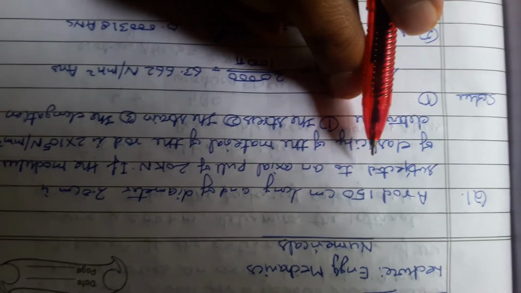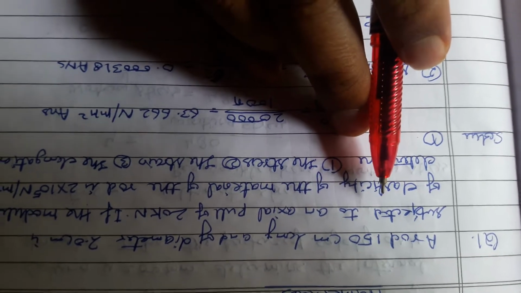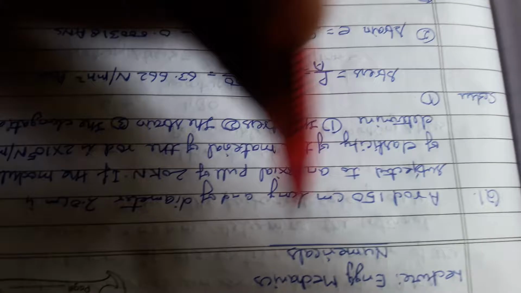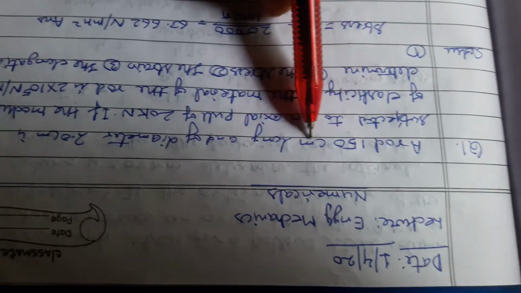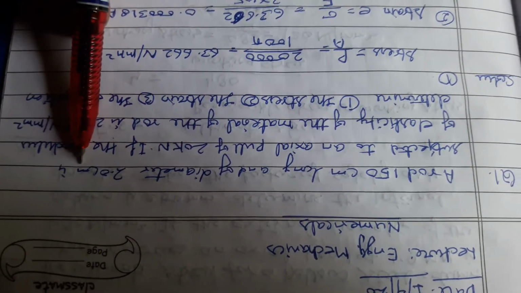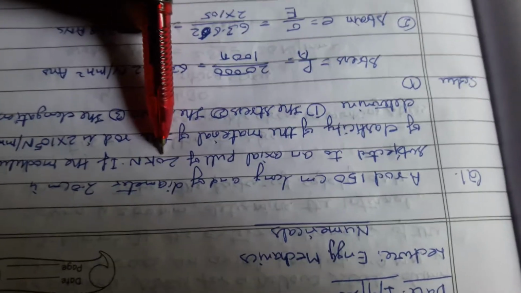ओके, गुड मॉर्निंग स्टूडेंट्स। लास्ट टर्न पे हमने डिस्कस किया था व्हाट इज़ सिंपल स्ट्रेस एंड स्ट्रेन। आज हम उसी के कुछ न्यूमेरिकल्स लेंगे। तो क्वेश्चन नंबर 1 है: ए रॉड 150 सेंटीमीटर लॉन्ग एंड ऑफ डायमीटर 2.0 सेंटीमीटर इज सब्जेक्टेड टू एन एक्सियल पुल ऑफ 20 किलो न्यूटन.